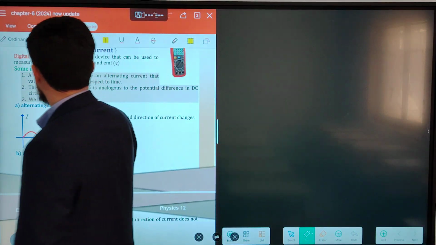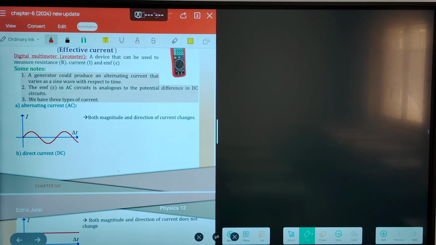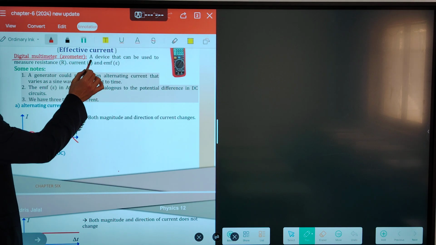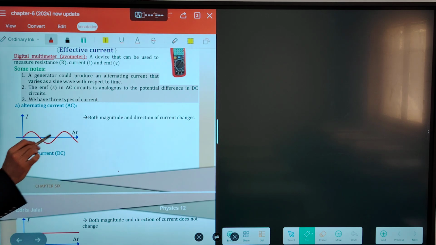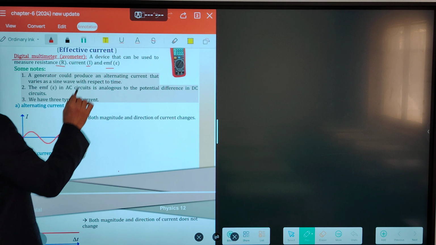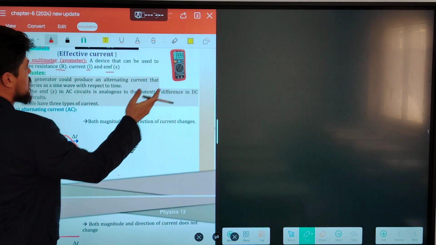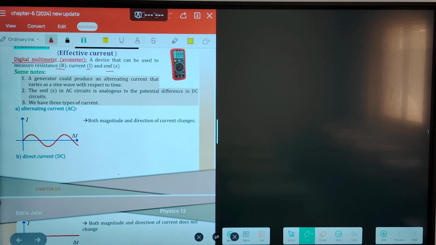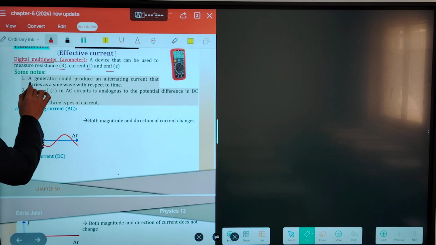Before we get started, we have a definition of a digital multimeter or a voltmeter. What is a digital multimeter? A device that can be used to measure resistance, current, and potential difference. So this is a digital multimeter, an electrical device that can be used to measure resistance, current, and potential difference.